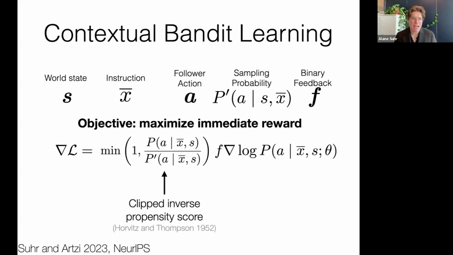So what we do instead is add this coefficient, which is a clipped inverse propensity score, which is why we need the original sampling probability according to the policy that was deployed. So this allows us to overcome the issue of loss exploding by training on negative examples.